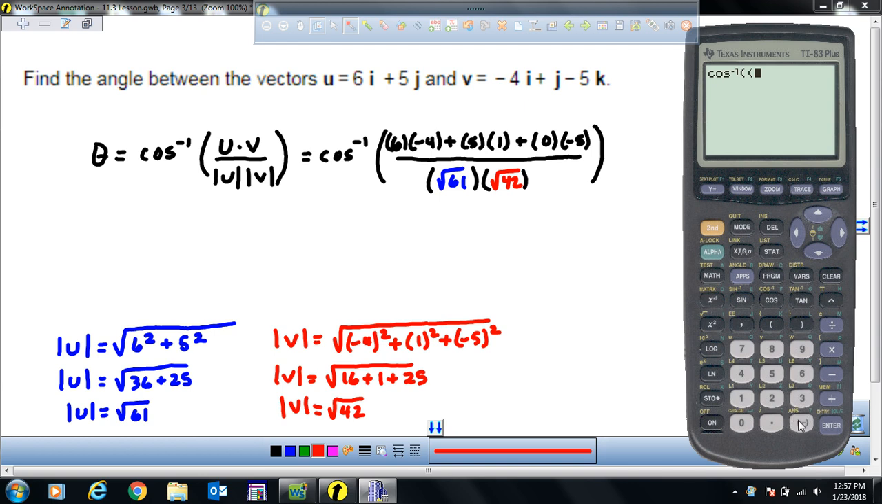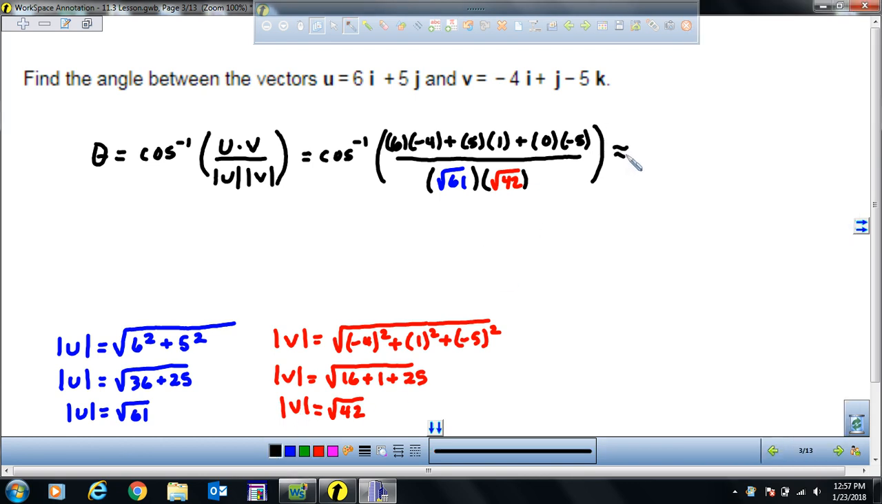We're going to say cosine inverse of, and on the top I'm going to put another parenthesis, which is negative 24 plus 5 plus 0, right? And then divided by, on the denominator, I'm going to open another parenthesis, and it would be the square root of 61 times the square root of 42 and close the parentheses. That's the parenthesis for the denominator. Then I'm going to close the parenthesis for the cosine inverse, and that gives us 112.04 degrees. So that means that the angle between the two vectors is approximately 112 degrees.